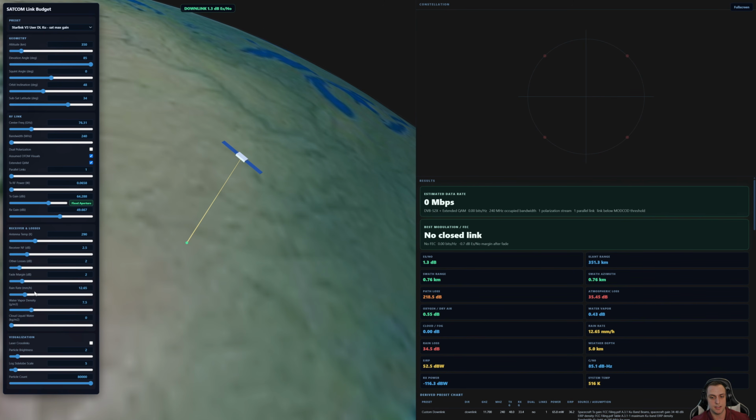Now, I want to emphasize that this isn't a hard limit on the atmospheric loss. So you can see I'll jack it up all the way to 50 decibels here. That will knock out your normal signal. However, you have some options to mitigate this.